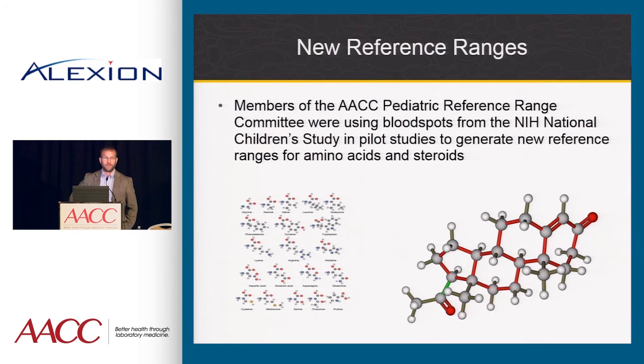We were lucky enough to actually get some of the samples, and some members of the reference interval group were able to get some blood spots. One of the things with that study that I didn't point out is it was longitudinal. So we started with the 0, got the 1 year, 2 year. We would have gotten the teens later on. So that was one of the problems with the study. But we were able to get samples, did some pilot study, and new reference ranges for amino acids and steroids were generated from that.